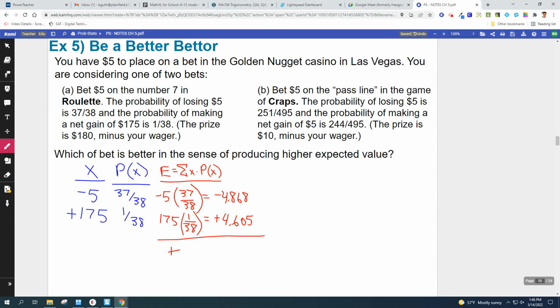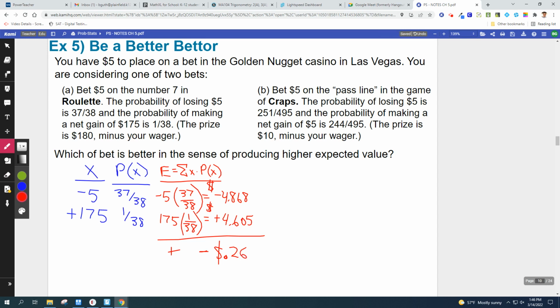We're talking about money here. So when you add that up, that's going to be a change of about minus 27 cents or so. Or 26 cents, I guess. That's your expected value if you play roulette.